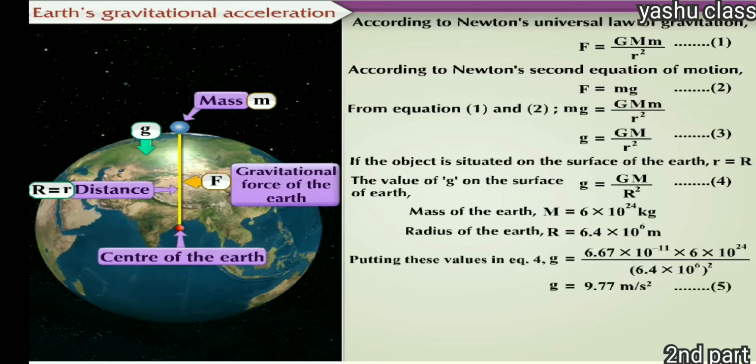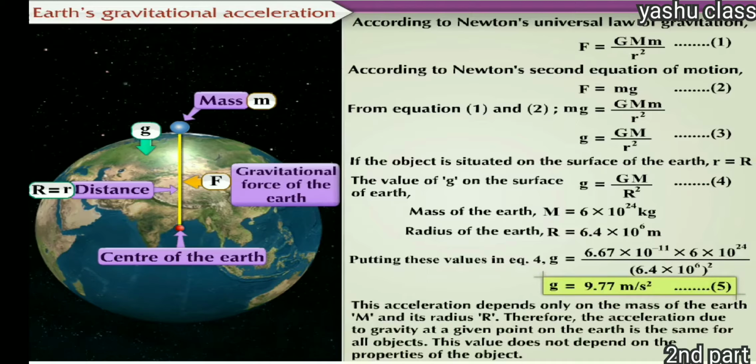This is equation 5. This acceleration depends only on the mass of the earth, capital M, and its radius, capital R. Therefore, the acceleration due to gravity at a given point on the earth is the same for all objects. This value does not depend on the properties of the object.